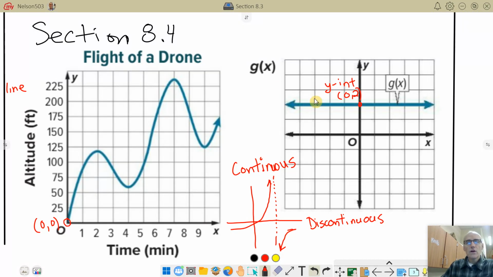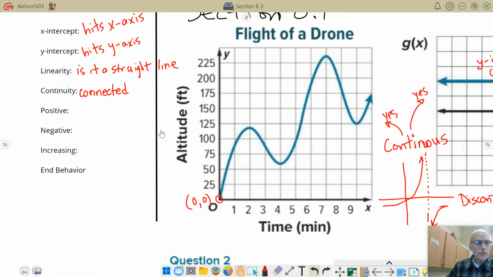So both these guys are continuous. And so this is a yes up here. This is a yes over here. You can graph them without lifting your pencil. And this is a no, not continuous. This is an example of discontinuous. All right, so I hope I made those vocabulary words clear.